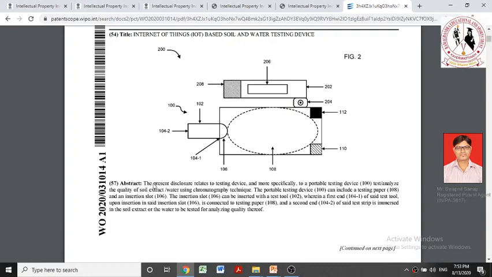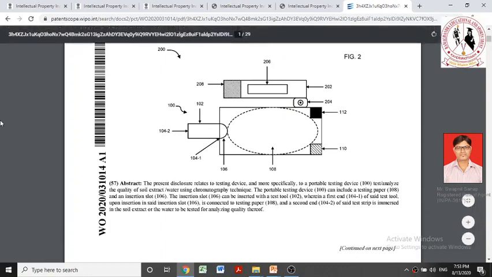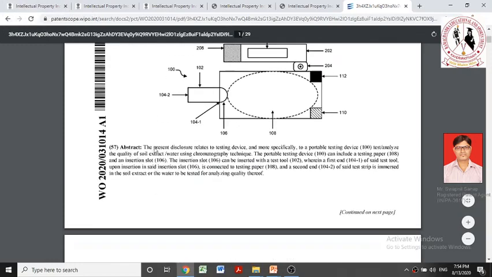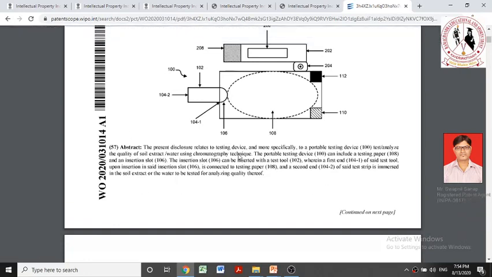Many times it is not even published in the first page, it is as a separate page. So it is totally the discretion of the patent office there. So here the abstract includes the concise summary of the invention, the brief gist of the invention, right? So for example, here he has mentioned the present disclosure relates to a testing device, and more specifically to a portable testing device which tests or analyzes the quality of the soil extract or water using chromatography technique.